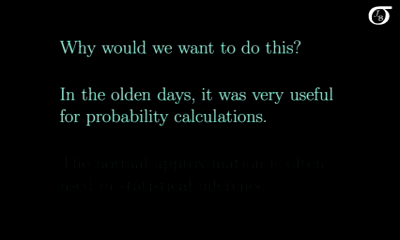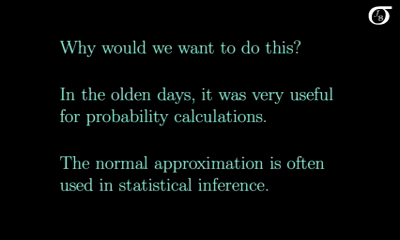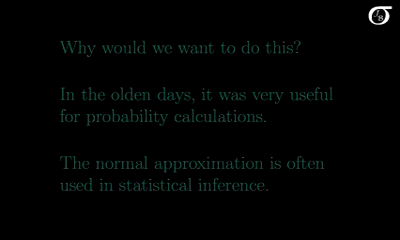In the olden days, it was very useful for probability calculations. The binomial formula can be a bit of a pain if it has to be used over and over and over again, and so this normal approximation came in to make lives much easier. These days, the computers can do the calculations for us, so it's not as much of an issue there. But we still use this normal approximation in statistical inference. When we do things a little bit later on, like statistical inference for proportions, we often use this normal approximation, so it's good to know a little bit about it.